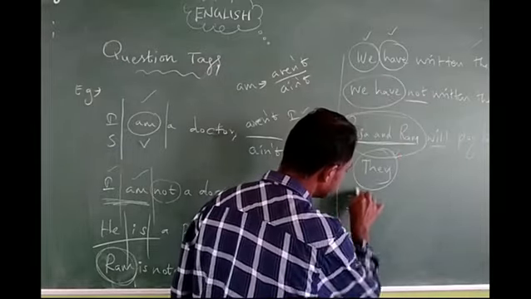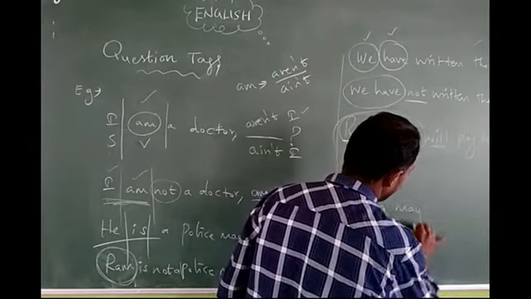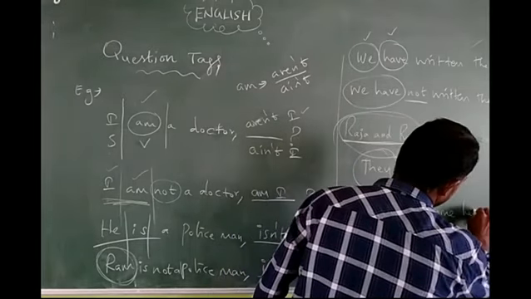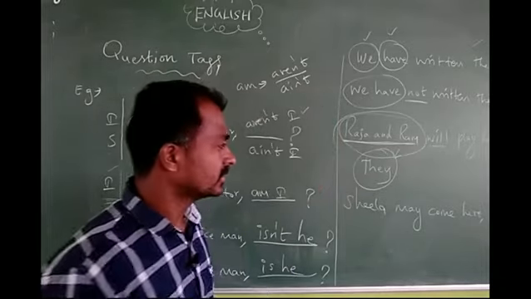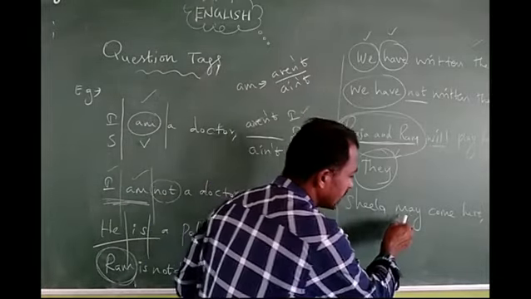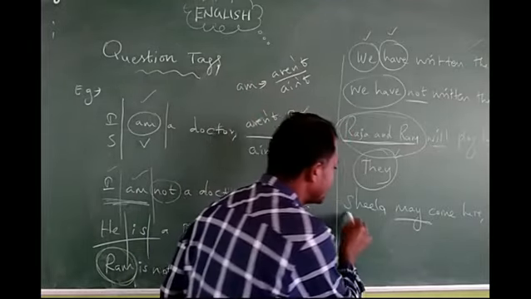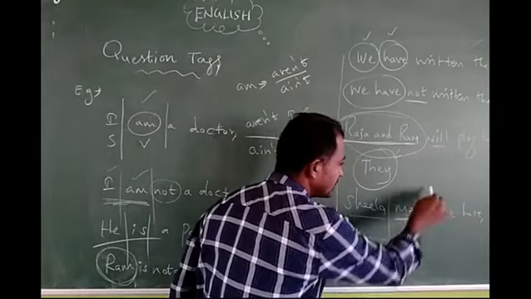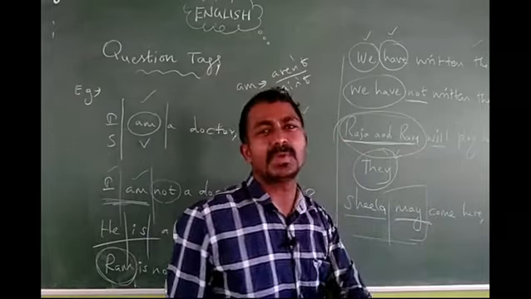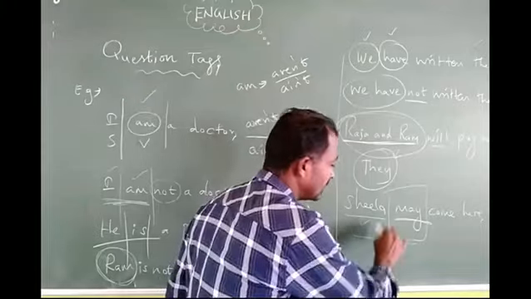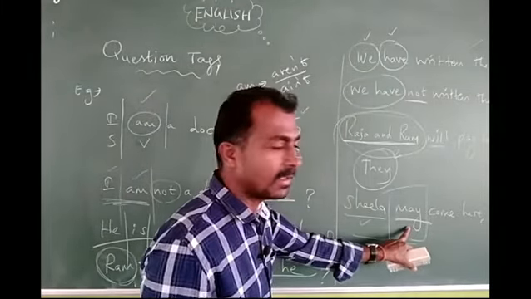Okay, anyway. Sheila may come here. See, dear students, that's the main verb. May is the main verb now here in the sentence. And Sheila, these two things we need, that's all. The sentence we need: Sheila and may. Remaining things we don't need. Sheila is a girl, may is a modal auxiliary. Now here is the main verb.